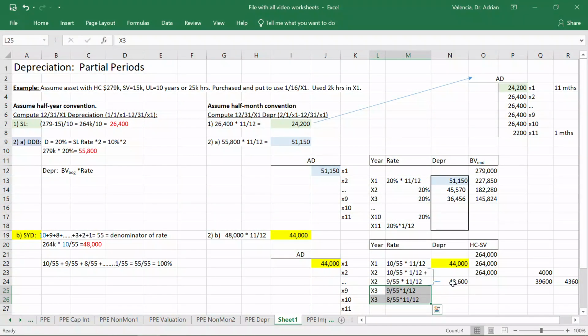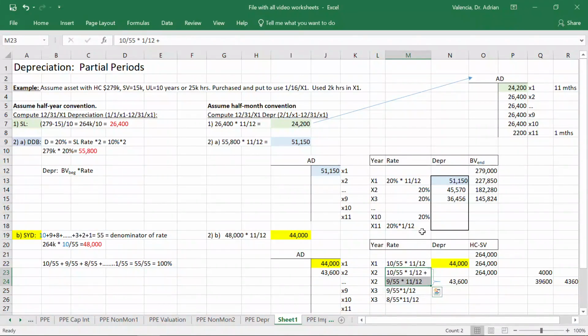So this 43,600 would be what I post to accumulated depreciation for fiscal year X2. It is a little bit of an extra step here that you have to do, so don't get confused, all right? The key here is that once you apply a rate, that rate needs to be applied for 12 months, and you have to break it down like this because you have differing rates.